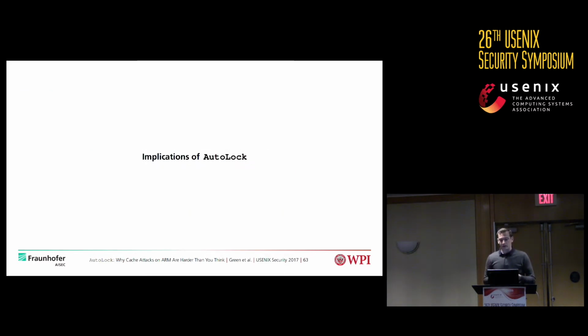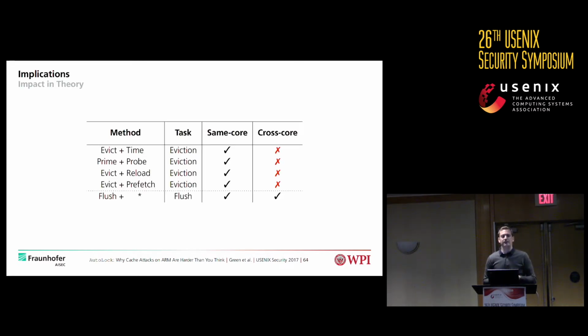So what are the implications of AutoLock now? If you take a look at the attacks again, then we see AutoLock fundamentally interferes with cross-core eviction-based attacks. Whereas on the same core, that is not a problem, because if A and B run on the same core, B can still clear the entire level 1 cache and thereby unlock all the lines in the level 2 cache. So same core attacks still work. And also, flush-based attacks work. That's just a different way of evicting data from the cache hierarchy.